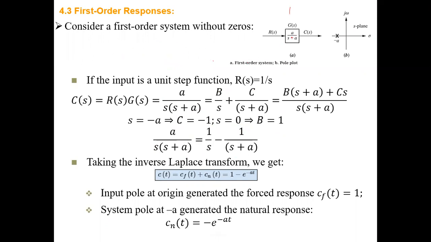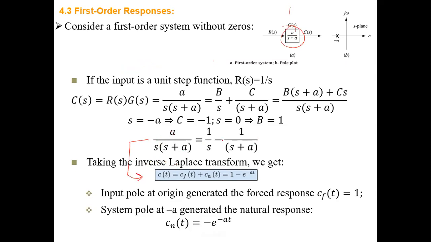Now, remember in the first order, we just have S plus A, okay? If you have second order, you'll have S plus A, S plus B. That's the second order, you have a squared term here. In this case, you don't have that, so that's why this is first order. We started with the first order. Then what is the inverse Laplace transform of this guy?